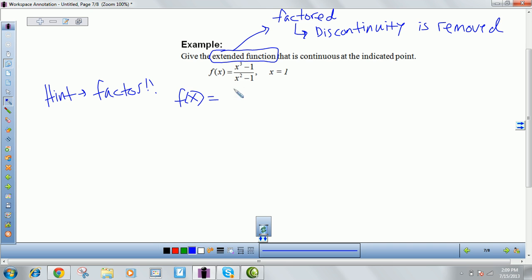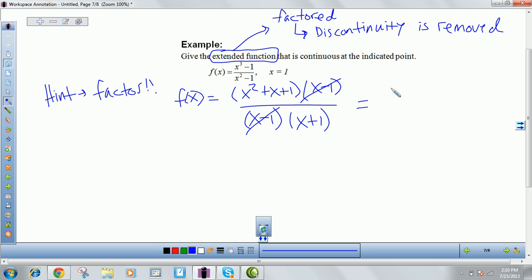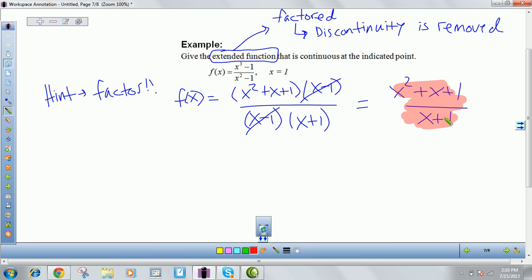The top factors into x squared plus x plus 1 times x minus 1. And you can graph it to see where your zeros are, whatever you want to do. But then the bottom factors into x minus 1 times x plus 1, like that. So you notice the x minus 1's cancel, and you're left with just x squared plus x plus 1 all over x plus 1. So this right here that we have now, that is your extended function, because it's the exact same function.